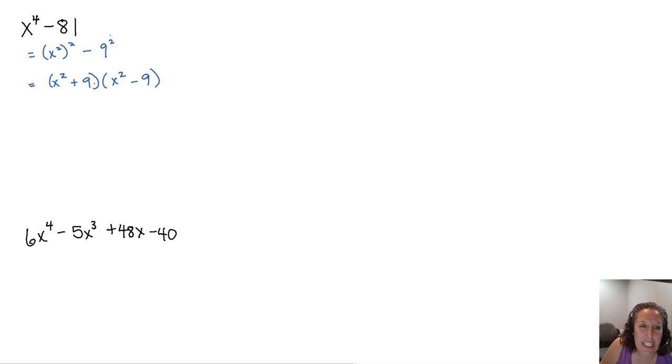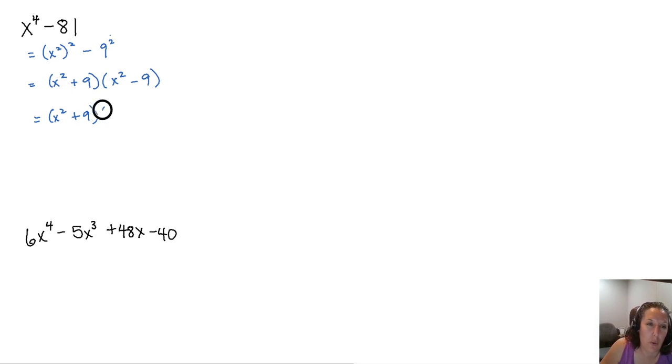And x squared plus 9, that is a sum of squares. That one is not going to factor any further. That one is a prime. There's no factors of 9 that add to 0 if we're looking at this in terms of a trinomial. And so x squared plus 9 isn't going to factor anymore, but x squared minus 9 is still a difference of squares, because 9 is still a perfect square.